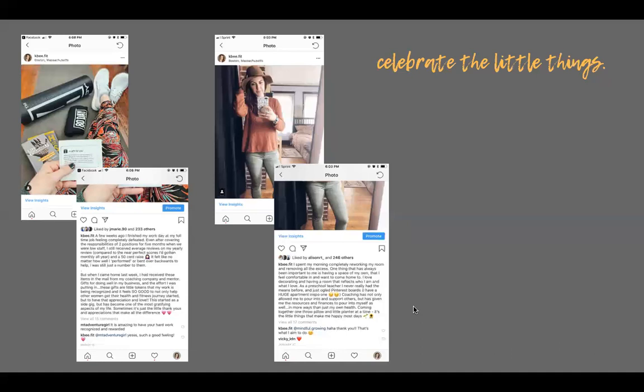As a preschool teacher, I never really had the means before and just ogled Pinterest boards. Coaching has not only allowed me to pour into and support others, but has given me the resources and finances to pour into myself as well, in more ways than just my own health. Coming together one throw pillow and little planter at a time is the little things that make me happy most days.